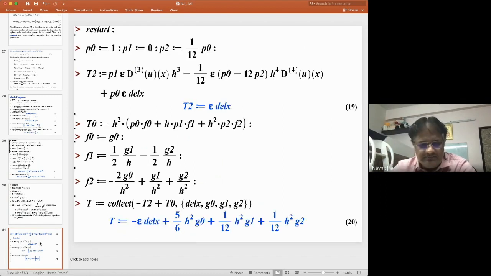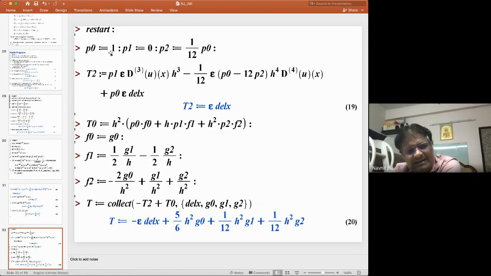So here for ease in calculation I have taken p naught as 1, p1 as 0, and p2 as 1 by 12 p naught. Then T2 is coming out to be this. Now again I have started with T naught equal to h square p naught f0 plus h p1 f1 plus h square p2 f2. What are f naught, f1, f2? f naught is f x. f1 is the first derivative of f, right? And f2 is the second derivative of f.